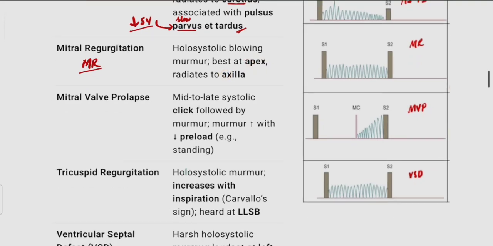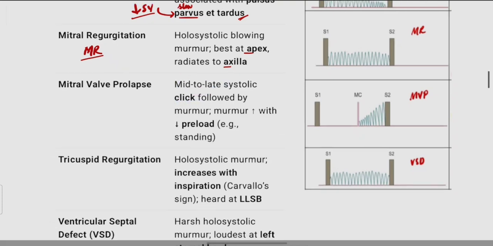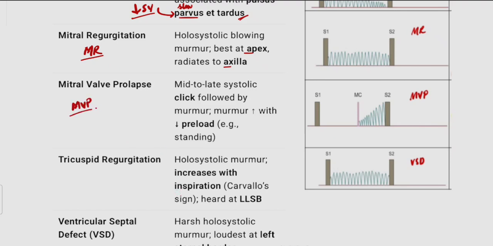Next is going to be mitral valve prolapse. Mitral valve prolapse is going to be a mid to late systolic click. This sounds like MVP mall. Just remember it like that. MVP sounds like some MVP mall, and malls start late. They don't start early. So that's how we're going to remember. This is going to be mid to late systolic, and in malls everything clicks, right? You buy everything and whatever you put, it clicks.